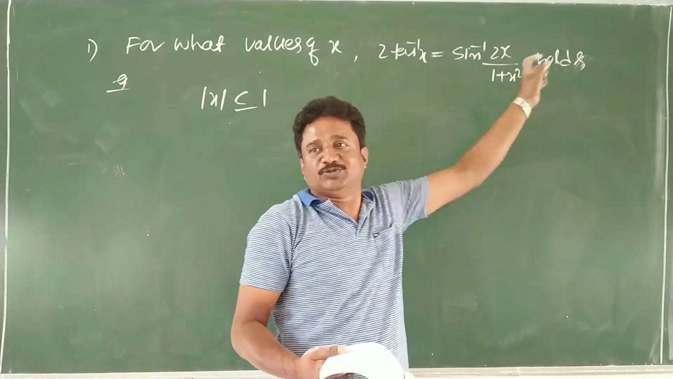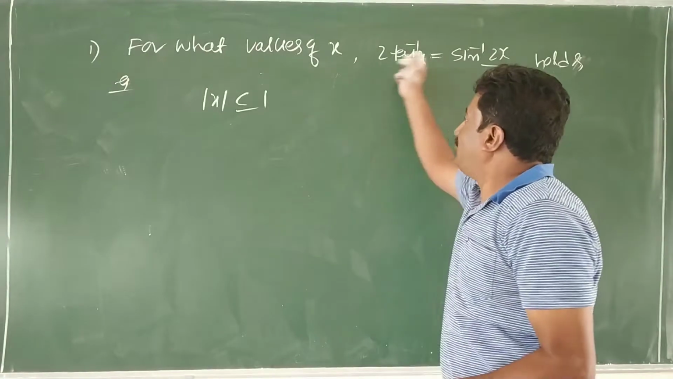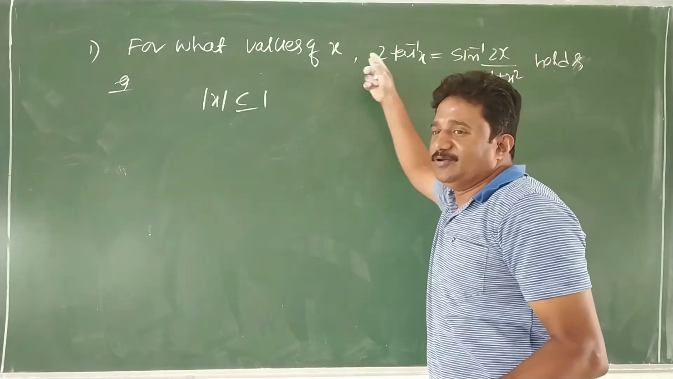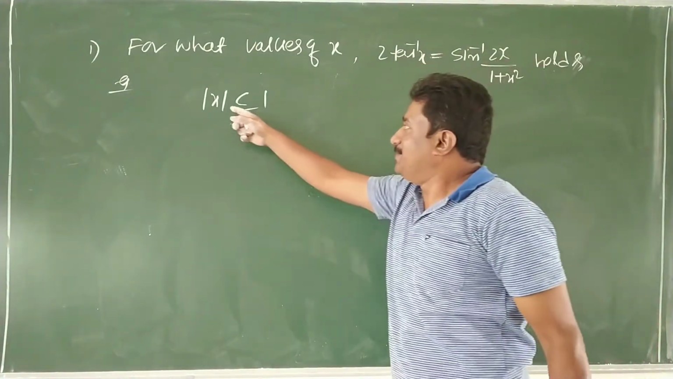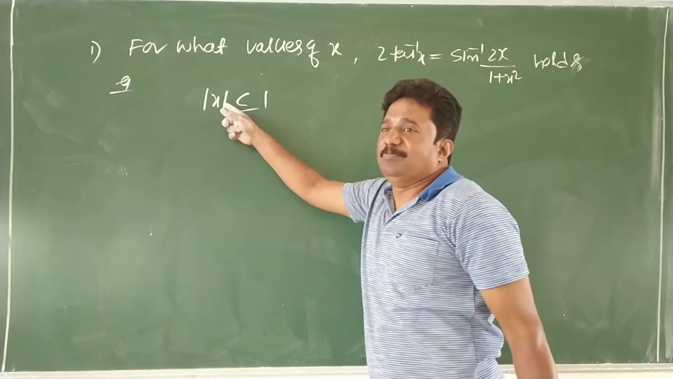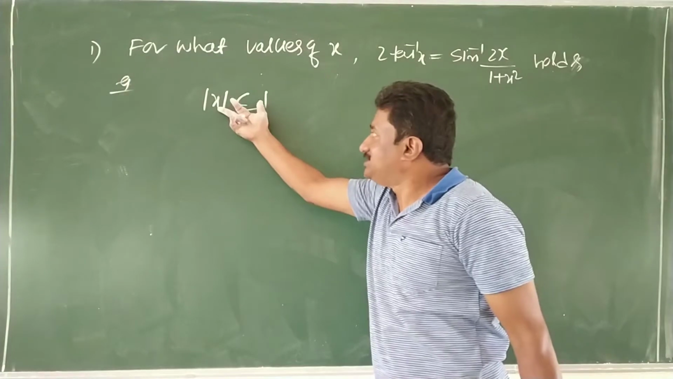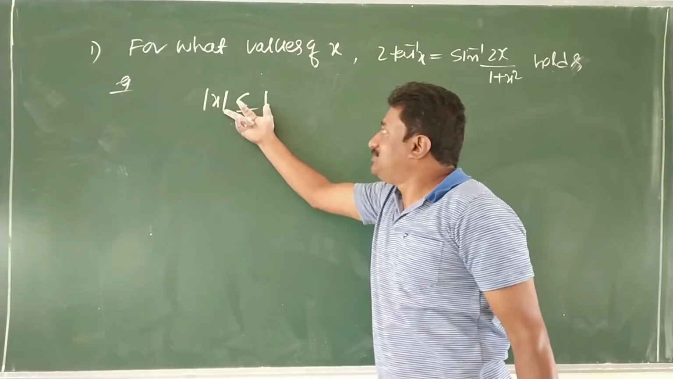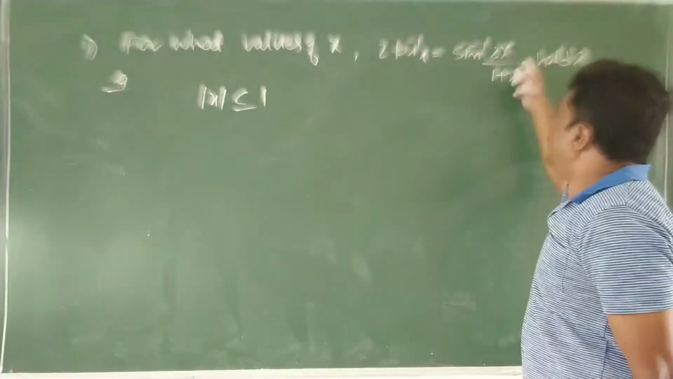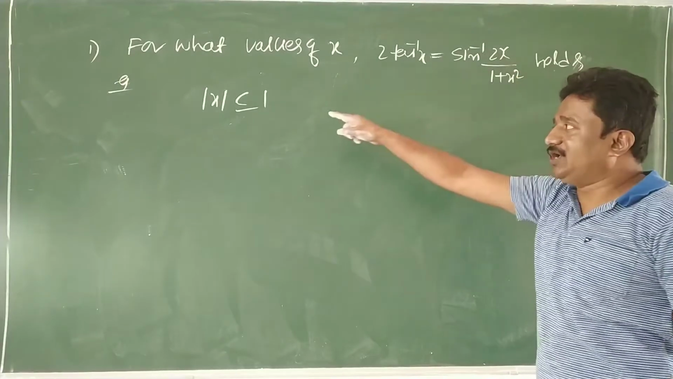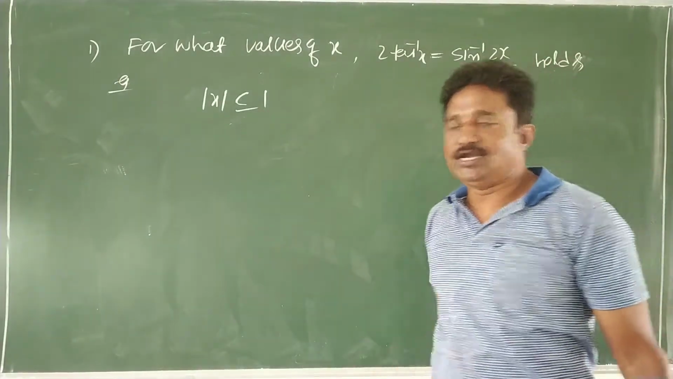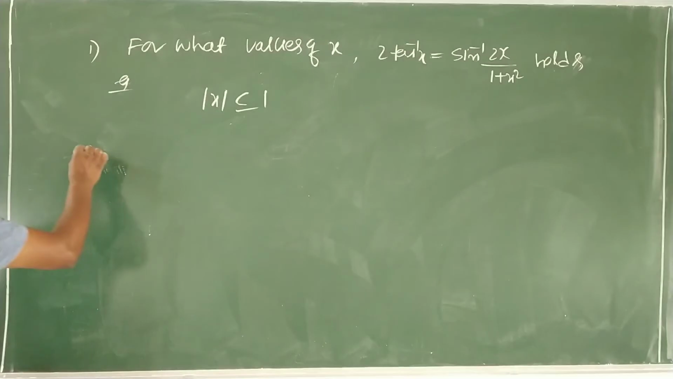This formula holds good for what values of x? That means mod of x should be less than or equal to 1. For these x values, this formula becomes true. So that's all. You write it for 1 mark question. Second question.